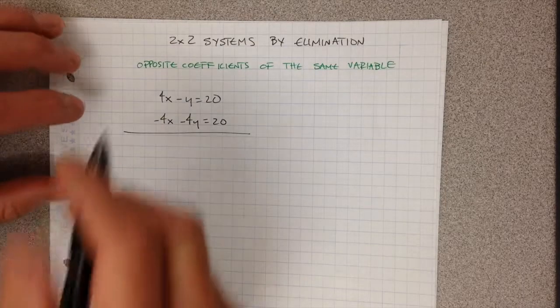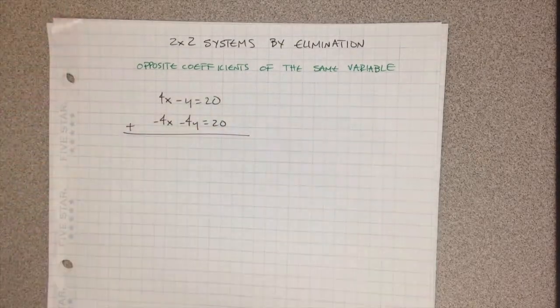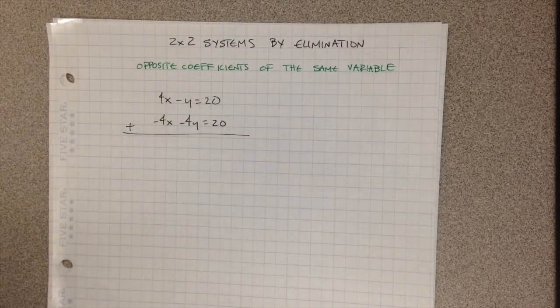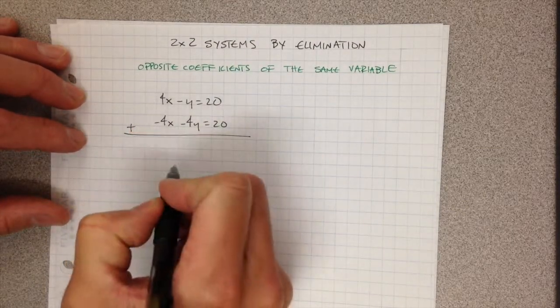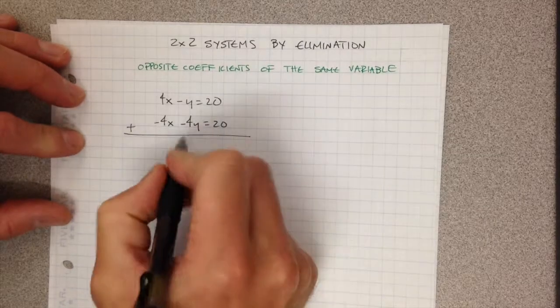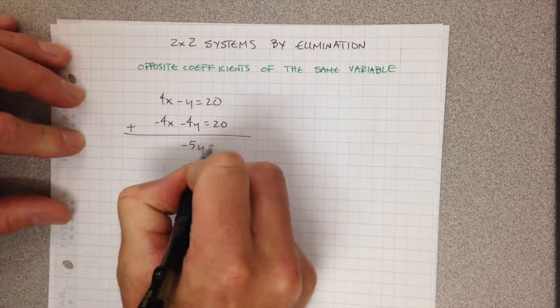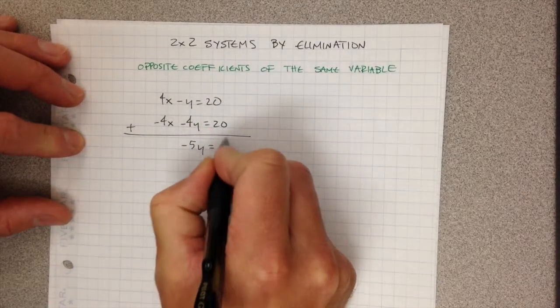When that is the case, we can smash these two together, we can combine them. And what happens if you do this correctly, one variable will disappear. So in this case, the x's will be going away. 4x and -4x is 0. It is nothing. They are gone. We will combine these two to give us -5y. 20 and 20 will be 40.